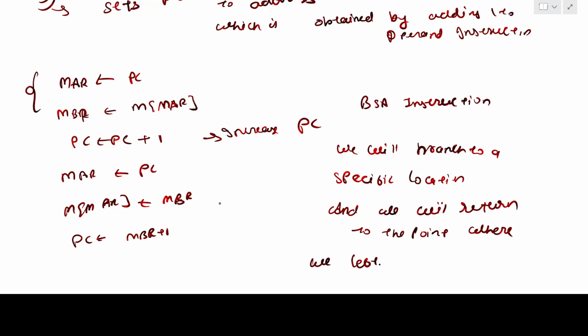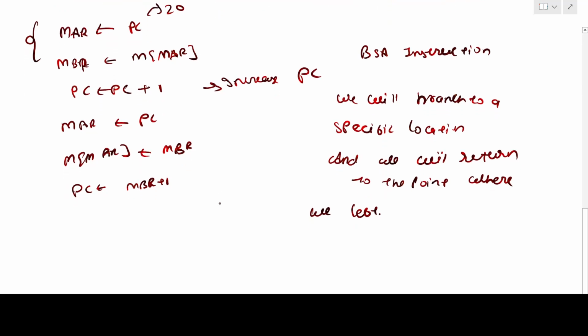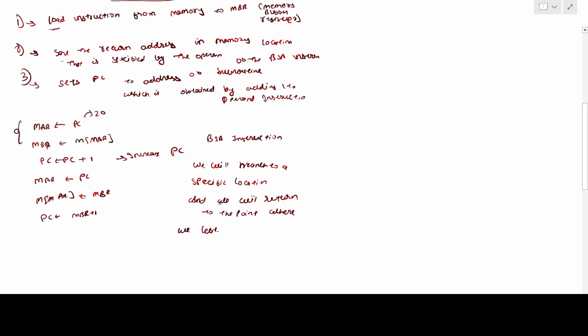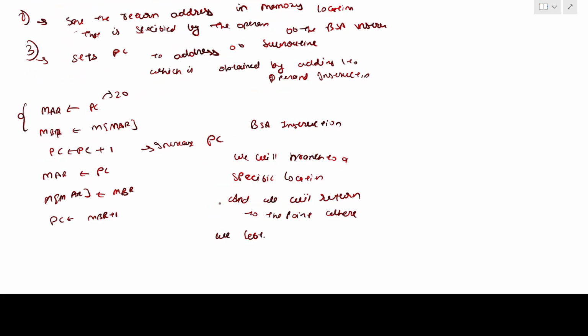What we will do is MAR equals program counter, so we will store the value of program counter. Let's say program counter is at location 20, the 20th line of our code. Let's make a box. We have a box over here. This is our memory stack or register stack, whatever the type of operation you are performing, that will depend on that. So this is our table.